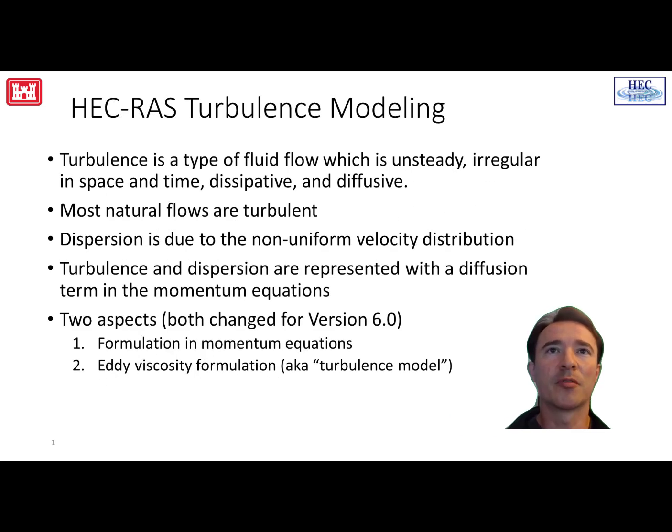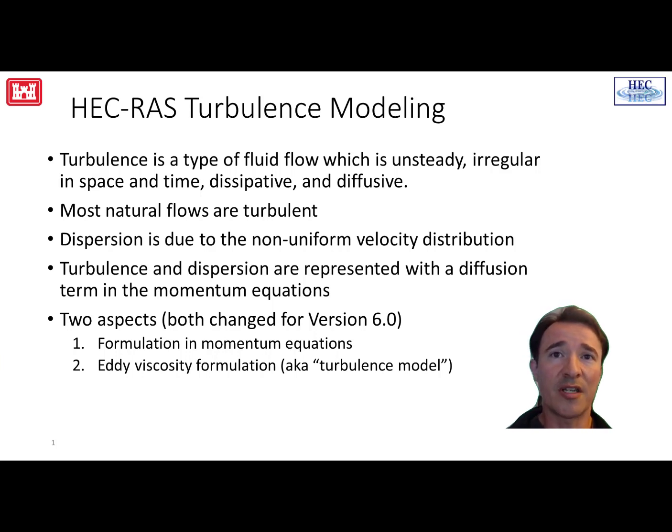Turbulence is a type of fluid motion which is unsteady, irregular in space and time, dissipative, and diffusive. Turbulence modeling is the process of representing or simulating the turbulent effects within flows using mathematical and empirical equations. Most natural flows are turbulent. In addition, the current velocities are both depth averaged and horizontally averaged along faces. The non-uniform velocity distributions in the vertical and horizontal lead to momentum dispersion. Both turbulence and dispersion are modeled within HEC-RAS as a diffusion term within the momentum equations.